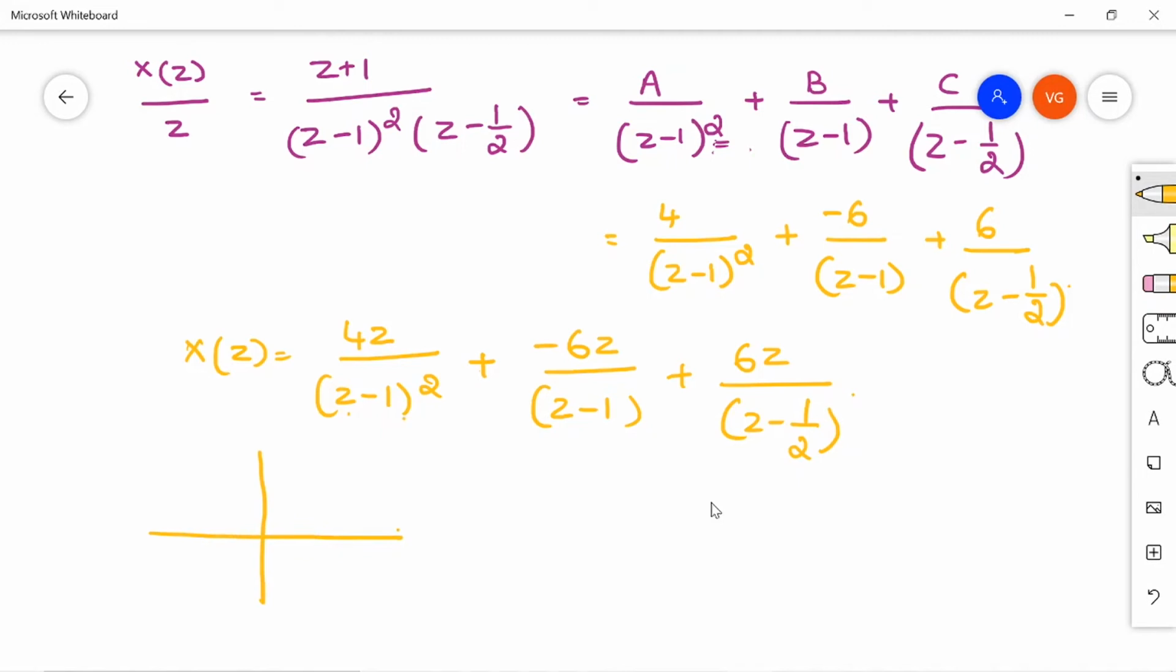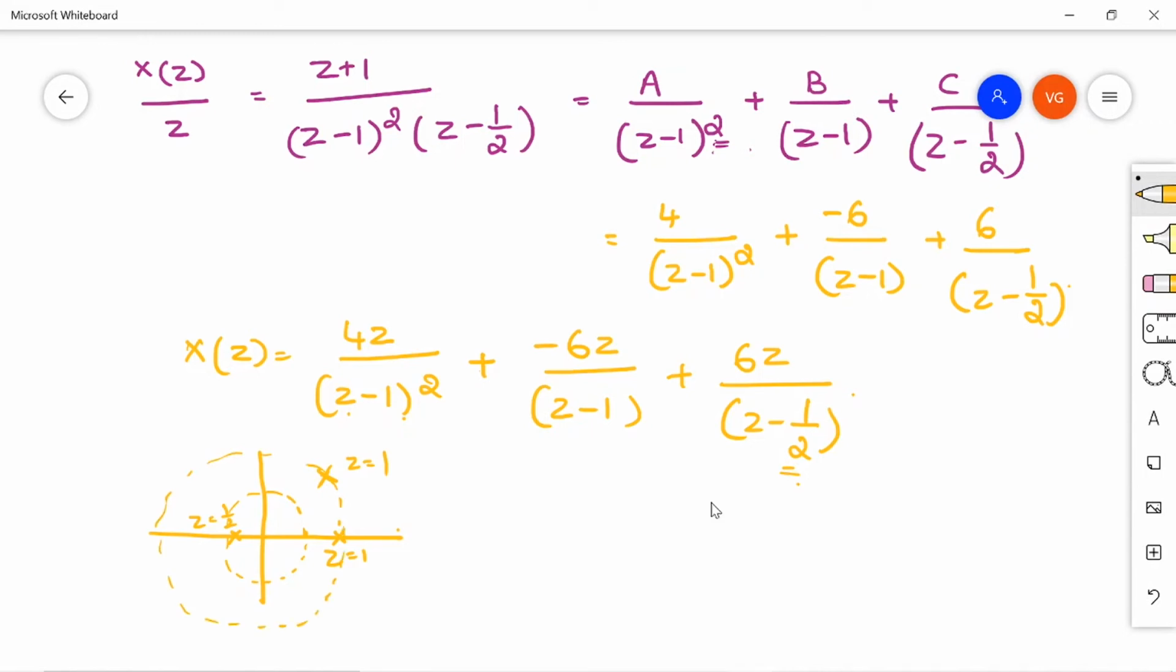(z minus 1) whole square equal to 0 means z is equal to 1. So there are two roots at z equal to 1, and I am drawing two roots at z equal to 1. And similarly, I have another root at z equal to half. Let me draw. So this is z equal to half. So you will have two circles, one at z equal to 1 by 2 and one at z equal to 1.